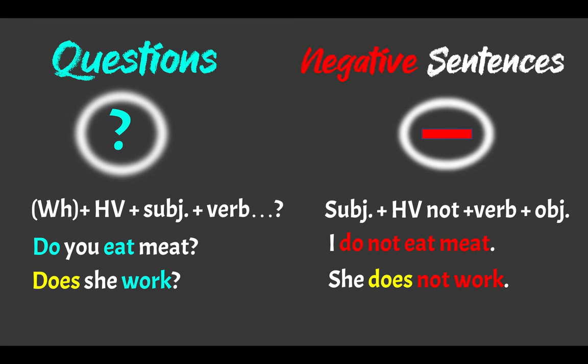What about a negative sentence? Well, for negative sentences, we need the subject, plus the helping verb or auxiliary verb plus not, because it's negative, plus the verb, the base of the verb, plus the object if you have an object. For example, I do not eat meat. I don't, or I do not eat meat. She does not, or she doesn't work. Pay close attention to the third person singular.